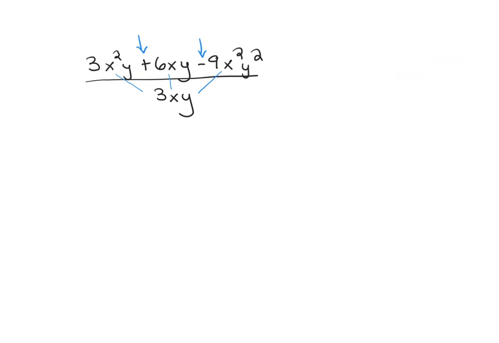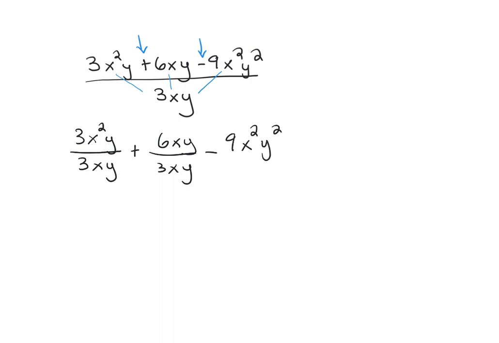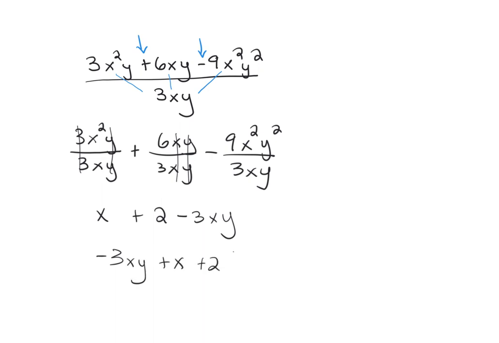Okay, so that is what we're going to do. So 3x squared y, the first term, I will divide that by 3xy. The second term, 6xy divided by 3xy. So each term has to be divided by that monomial. Okay, so 3's cancel, y's cancel, I'm left with just an x. X cancels, y cancels, I'm left with just a 2. And then minus 3xy. So I'm going to rearrange this. So negative 3xy plus x plus 2.